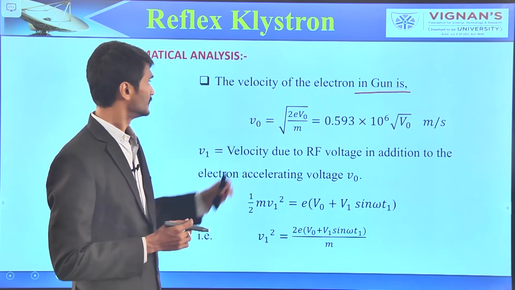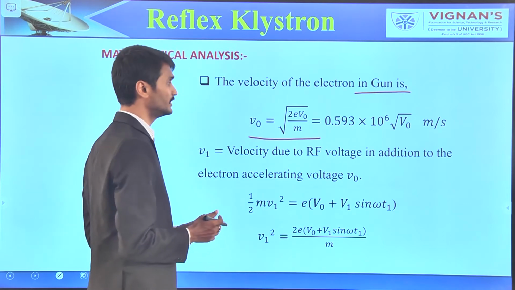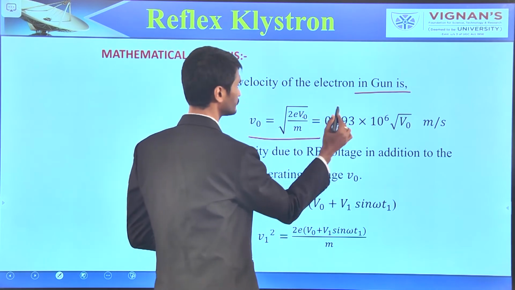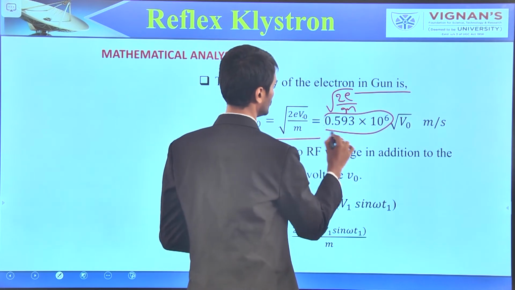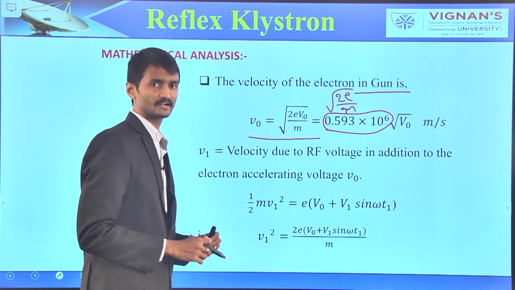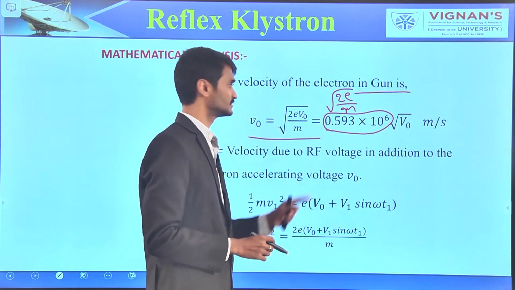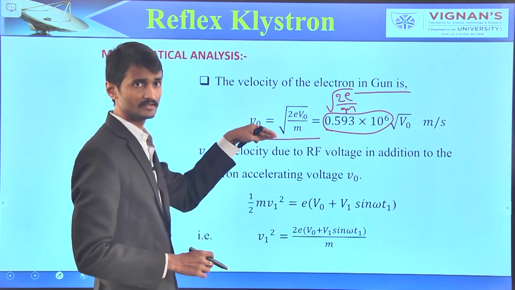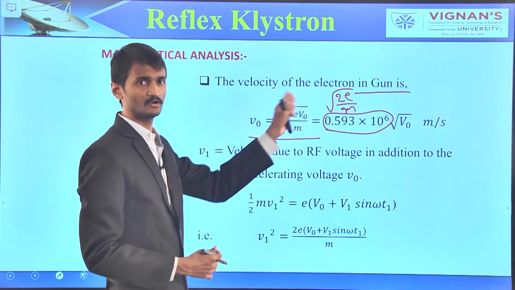There we have seen that the velocity of the electron in the gun, V0, is equal to the square root of 2eV0 by m. The value of the square root of 2e by m is equivalent to this. Here e is the charge of the electron and m is the mass of the electron. If you substitute those values, we get 0.593 into 10 power 6 times the square root of V0. So this is the velocity of the electron in the gun, until the electron reaches the cavity gap, that is the anode cavity gap.